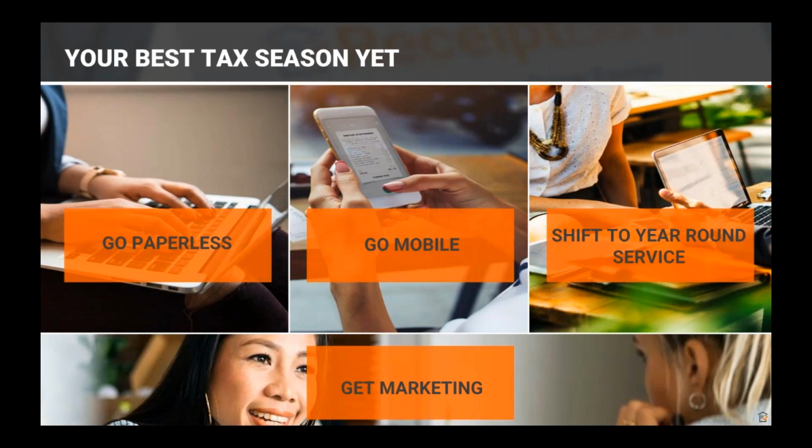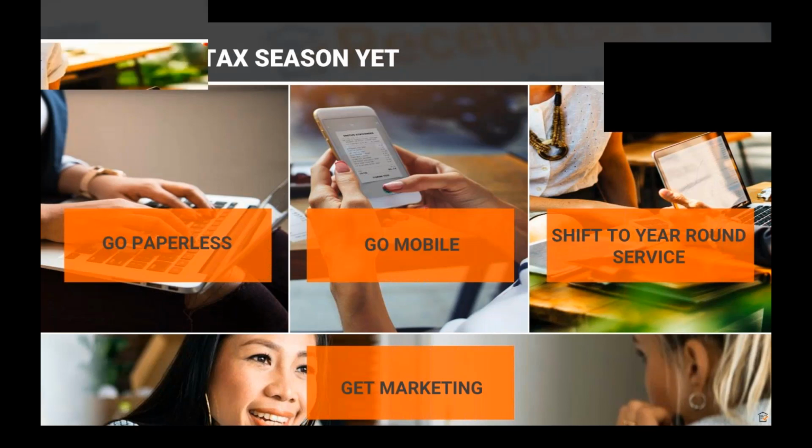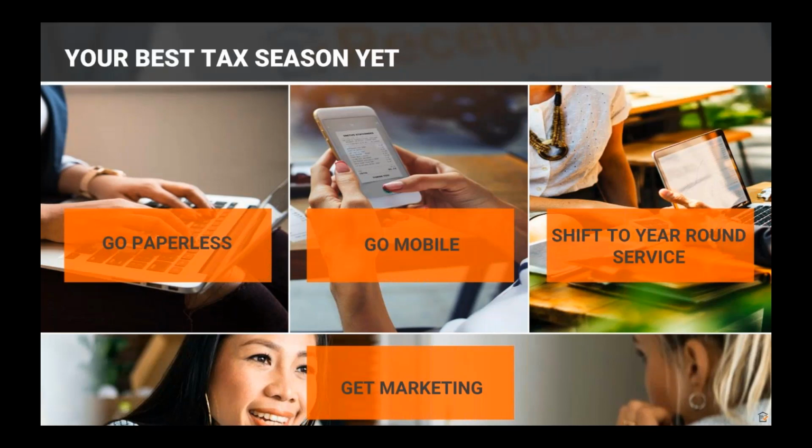So first and foremost, we have got to go paperless, and this is really going to enable real-time data collection and better document management. Secondly, we've got to go mobile. This is where we use your client's #1 tool, which, believe it or not, is their smartphone, to implement these tools. Thirdly, we've got to look at the advantages of moving to a year-round service model and what that means for your practice. And lastly, we need to get marketing. So shifting some focus on your client's education and why that benefits not only your clients, but your practice as well.